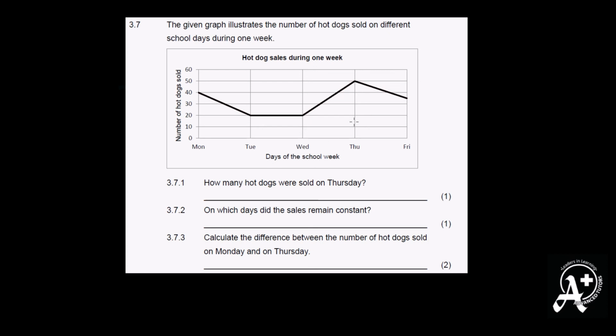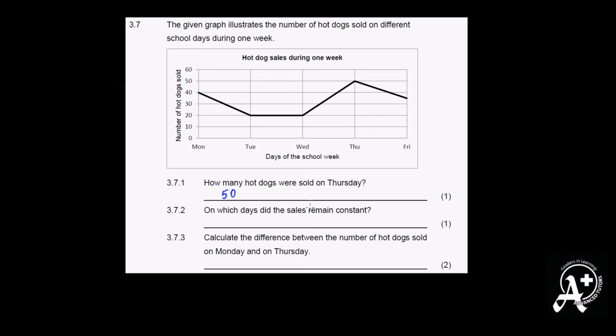So let's check. On Thursday, we just follow the line up until we reach our graph, which is there. We trace it back to the number of hot dogs sold, and we can see it's 50. Alright, so on Thursday, we sold 50 hot dogs.